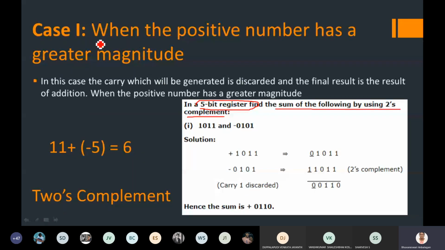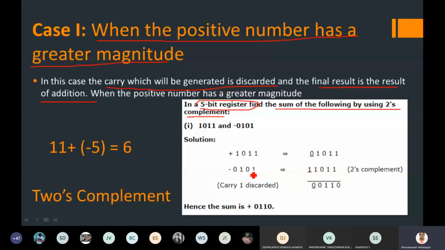The first case is when the positive number has a greater magnitude. In that case, the carry that is generated is discarded. If you get a carry, you simply discard it and the final result is the result of the addition. That's it. For 11, what is the binary equivalent? 1011. Only 4 bits are there, and the 5th bit is going to be the sign bit. That is what I have written here.